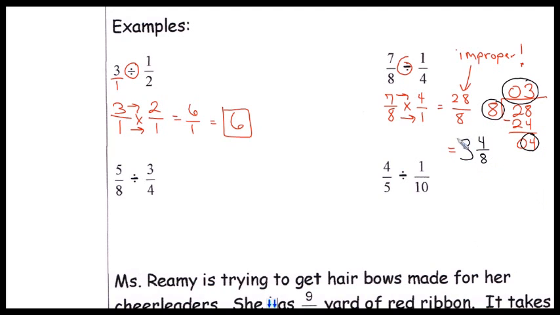Now let me ask you a question. Can I go ahead and box this in as my final answer? I hope you said no, because this 4 and this 8, they can be simplified by 4.